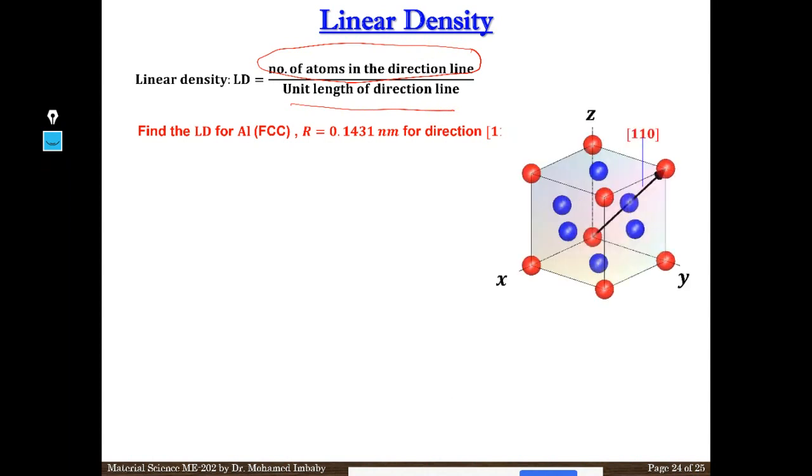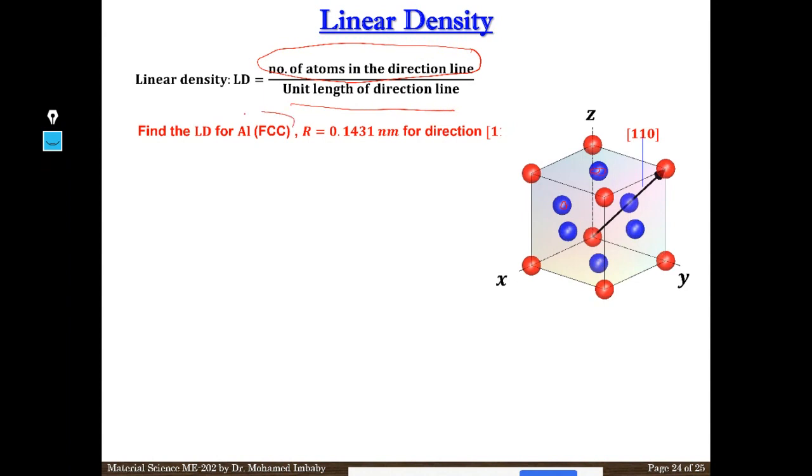Okay, let me give you an example like this. This is a face-centered cubic structure. We know in a face-centered cubic structure, there is 1 atom at each corner and 1 atom on each face. I make the atoms on the faces blue and the corners red, as you see here.